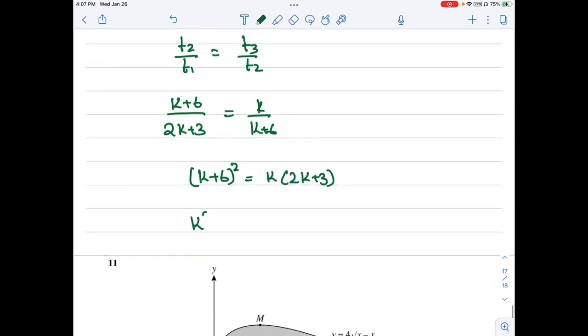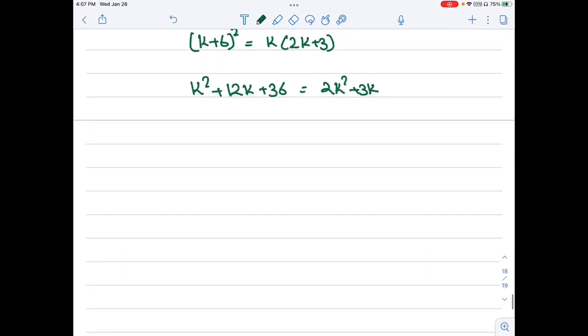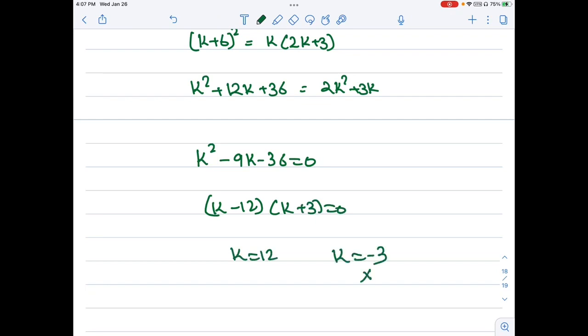So it becomes k square plus 12k plus 36 is equal to 2k square plus 3k. So bring all the terms on one side. k square minus 9k minus 36 is equal to 0. So k minus 12 times k plus 3 equal to 0. So k is equal to 12, k equal to negative 3, but this is not possible. So k is equal to 12.